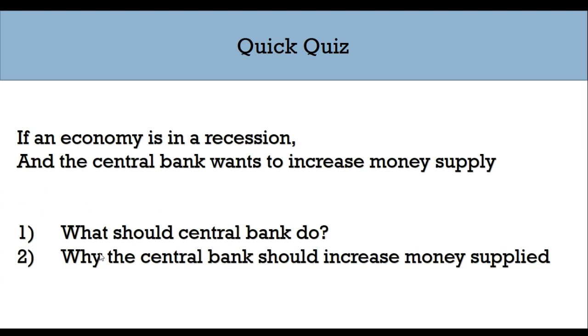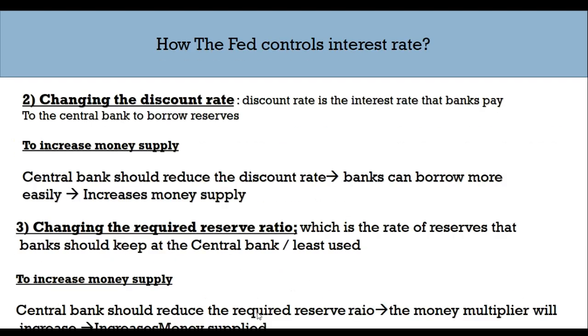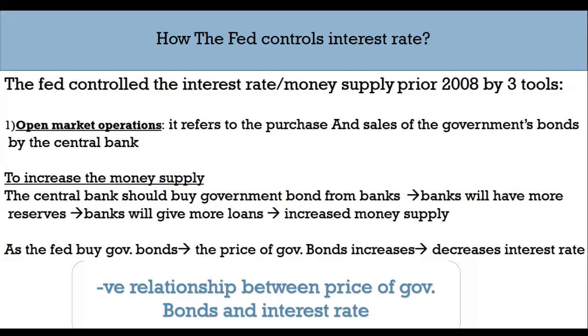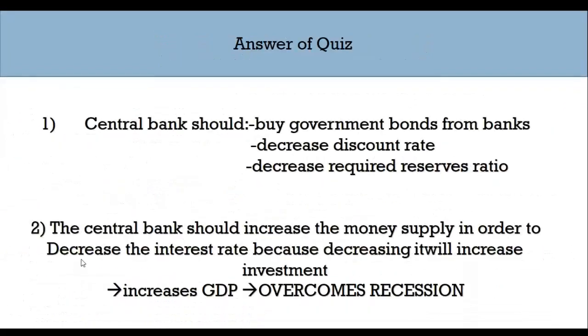And let's start. What should the central bank do? Okay, so in case of a recession, the central bank would want to increase the money supply. So what should the central bank do in order to increase the money supply? First of all, the central bank should buy government bonds from banks, because as we said before, when the central bank buys government bonds, it's going to increase the money supply. And also the Fed should decrease the discount rate, because in this case the commercial banks can borrow more from the central bank, and this will increase their loans, which will increase the money supply.